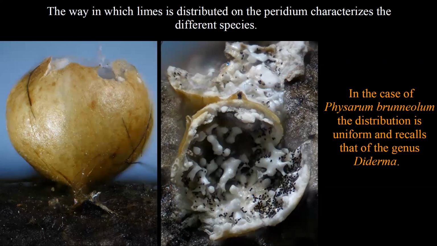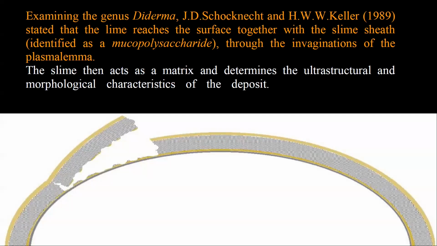In the case of Physarum brunellum, distribution is uniform and recalls that of the genus Diderma. Examining the genus Diderma, Schoenacek-Keller stated that the lime reached the surface together with the slime sheet, identified as a mucopolysaccharide, through the invagination of the plasmalemma. This lime then acts as a matrix and determines the ultrastructural and morphological characteristics of the deposit.